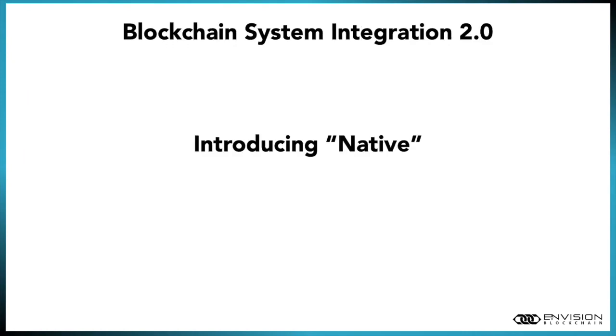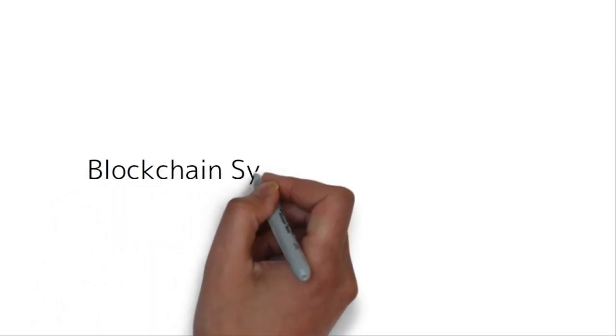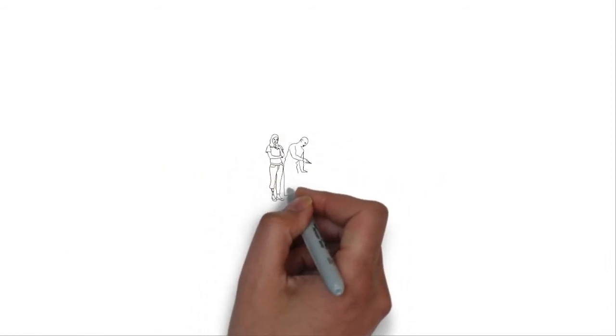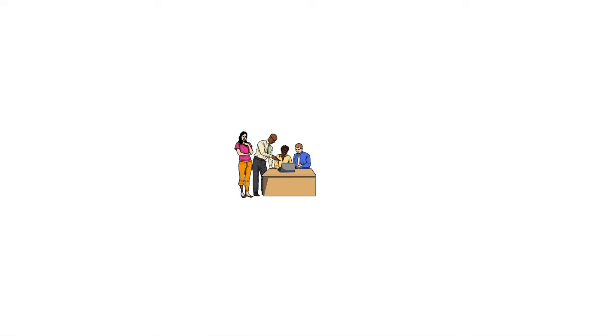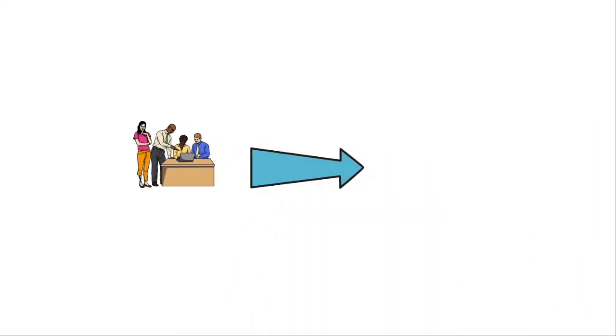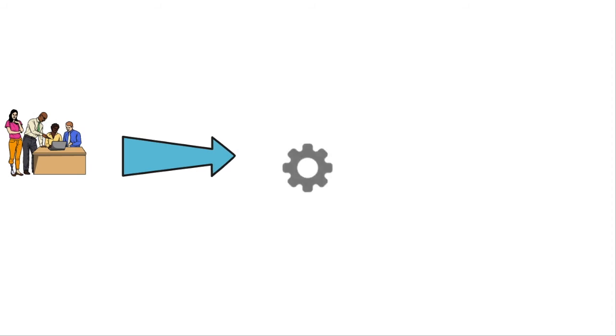So, blockchain system integration 2.0. I want to share a little whiteboard over here. So here's how we're going to begin introducing our connector called Native. I'm playing this video here, and you can see that Blockchain System Integration 2.0 kind of looks like this. This is coming from some of our earlier implementations where you had an organization, and they had information and they wanted to incorporate blockchain for a specific thing, right?